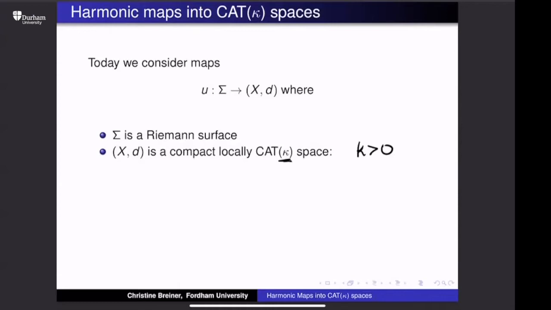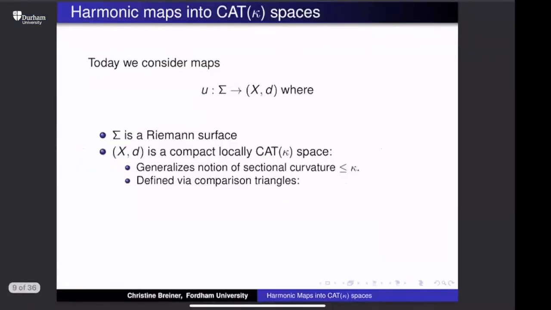So a CAT(kappa) space, first, it's a geodesic space. It's a metric space that's a geodesic space. And the kappa is telling us we're trying to generalize the notion of sectional curvature bounded above. And so this is telling us that we should think about this as a manifold with sectional curvature bounded above by some kappa. Okay, so that's in the smooth setting, that's what we would get with this definition if we had a smooth manifold. But we define this sectional curvature via comparison triangles.